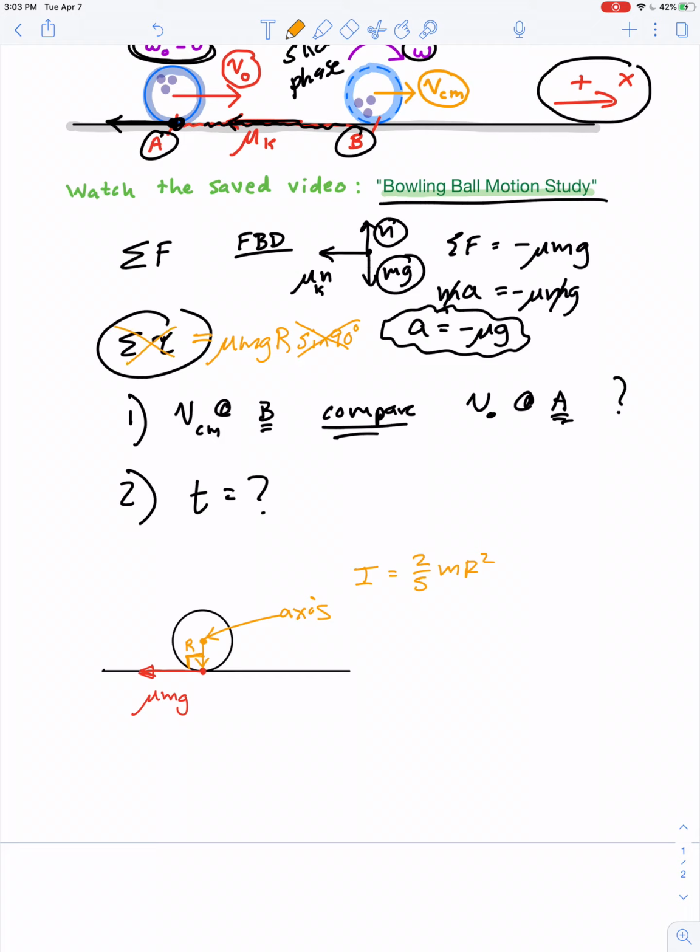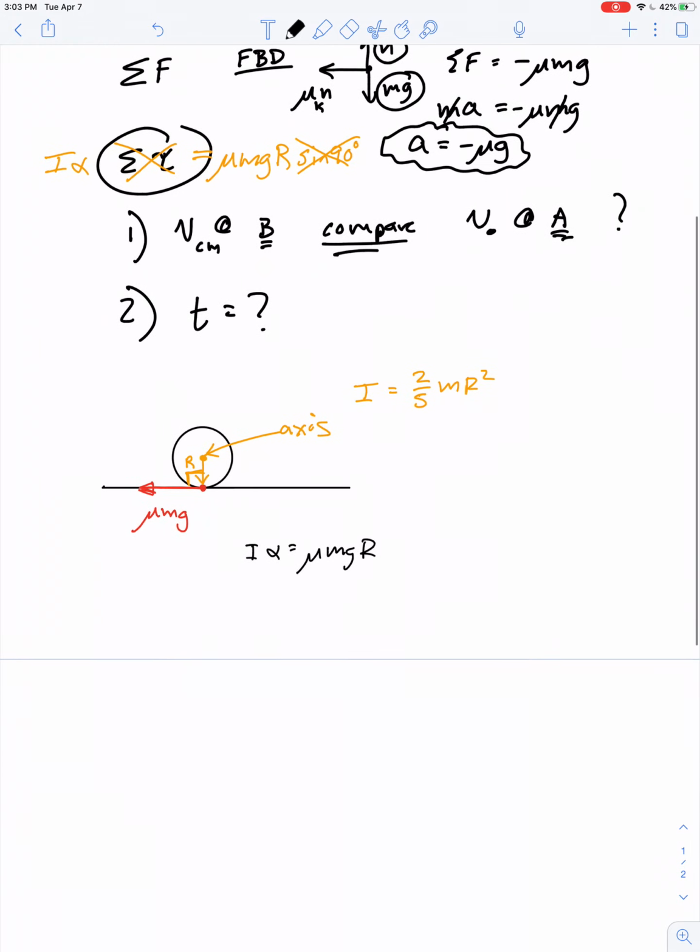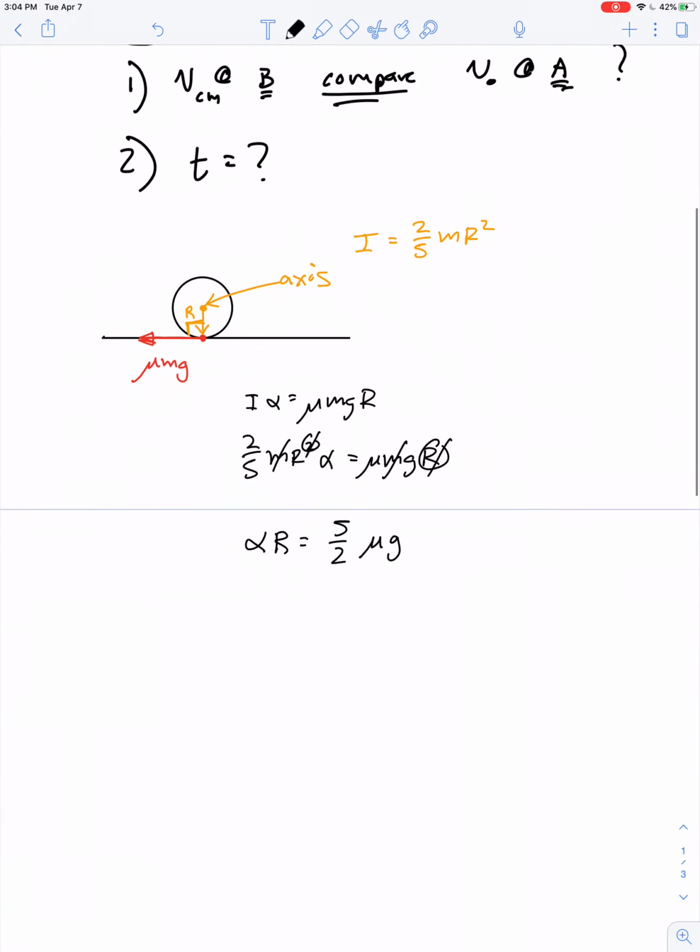We replace net torque with I alpha, so in the end that gives us I alpha equals mu mgR, so 2/5 mR squared alpha equals mu mg times R. Let's cancel out the m, and let's cancel out one of the powers of R. So we get alpha times R is equal to 5/2 mu g, or alpha is equal to 5 mu g over 2R.